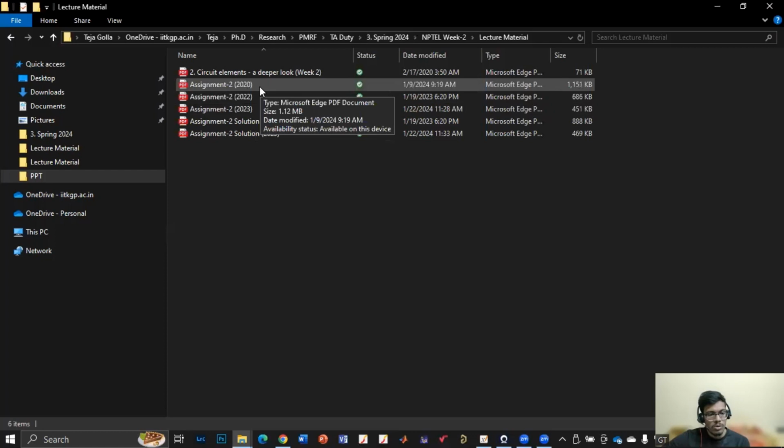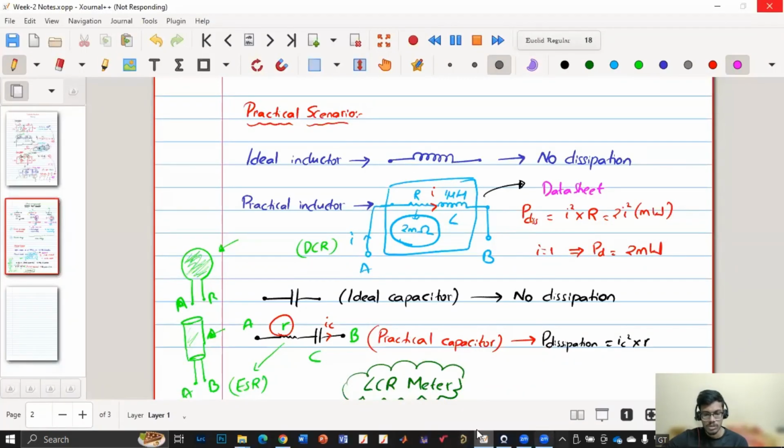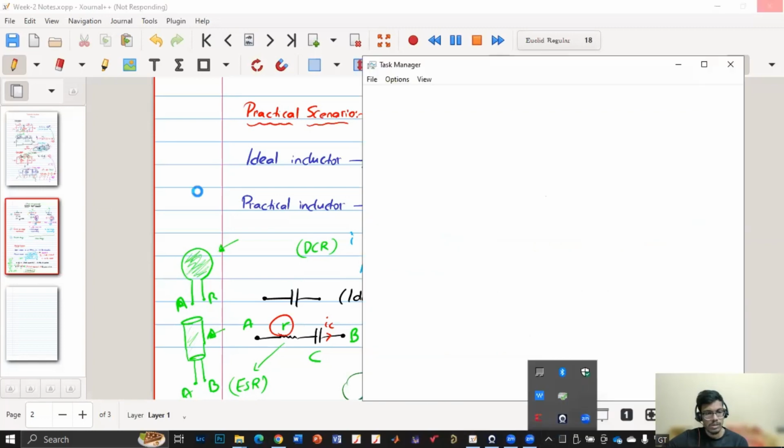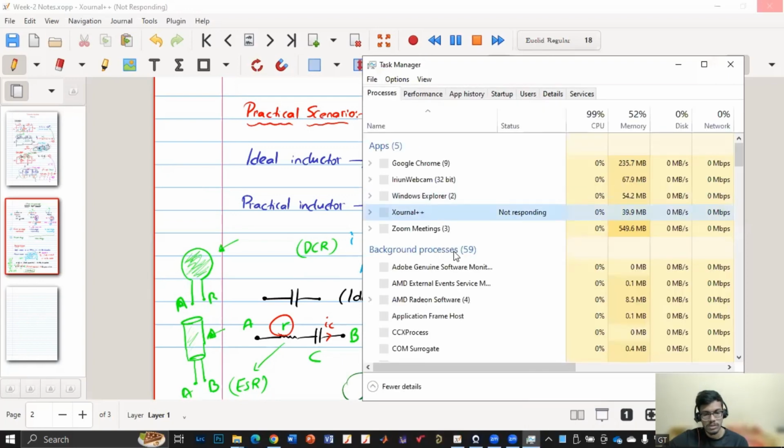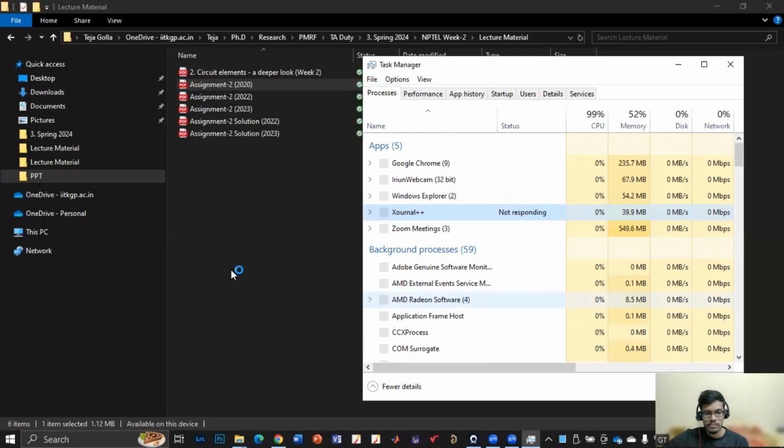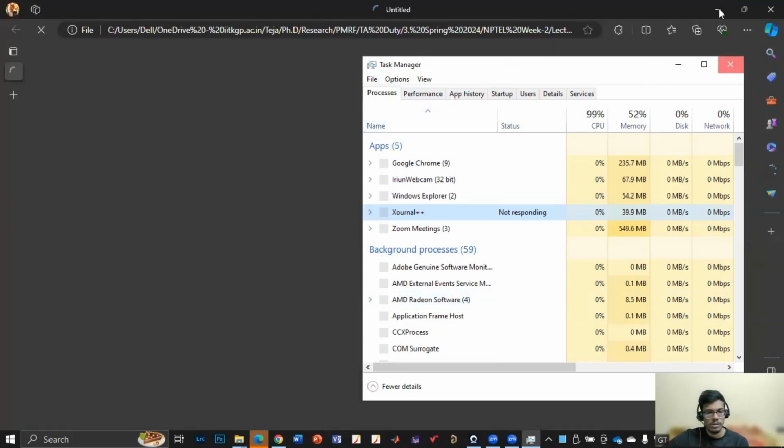So we'll go to this assignment 2. Actually, assignments I cannot share because these are only given to the TAs. So I can discuss these assignments, but I'm not allowed to share this PDF. So for that reason, I'll not be able to share this. Okay, sir. I think this is creating some issue. Let me close this. Okay, so we have the assignment here.